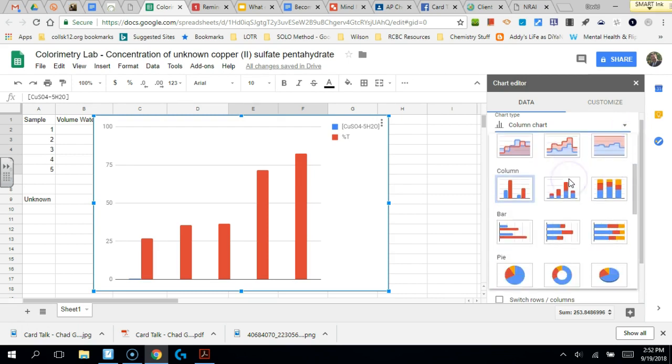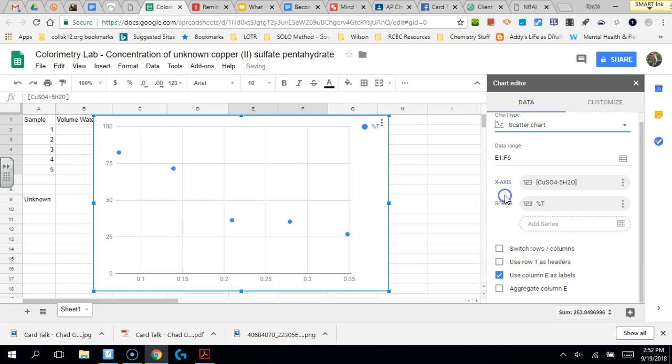Okay, what we want to do is select a scatter plot. Okay, that's much better. But notice that our X and Y axis need to switch.